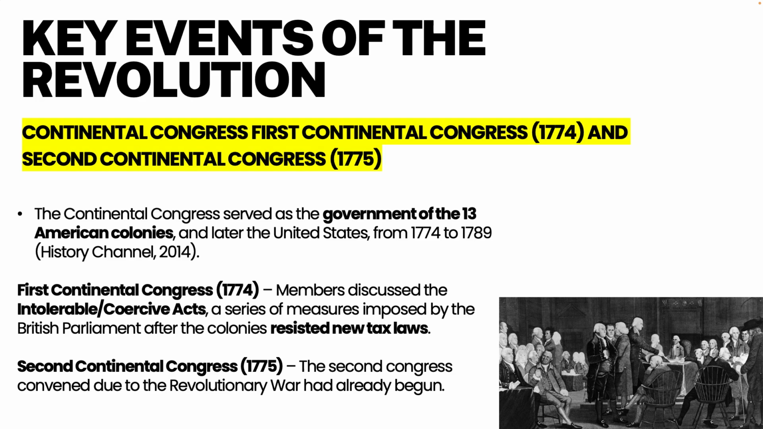Second Continental Congress of 1775, it convened due to the Revolutionary War which already begun. Meaning, gusto na nilang atakihin or gusto na nilang gumawa ng resistance that would declare independence. Hindi natuloy or hindi naging successful itong Second Continental Congress gawa ng Revolutionary War already happened. Or nagkaroon na ng attacks yung mga revolutionaries against the British Parliament. Okay?